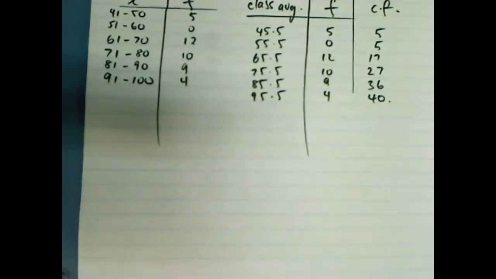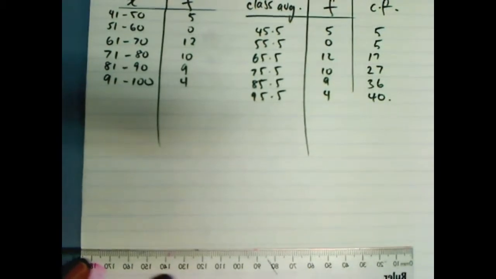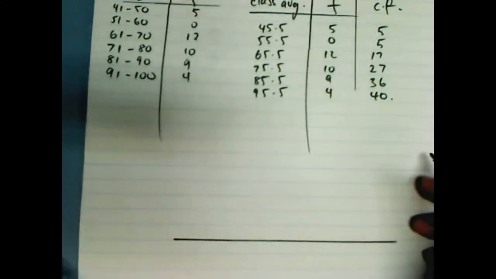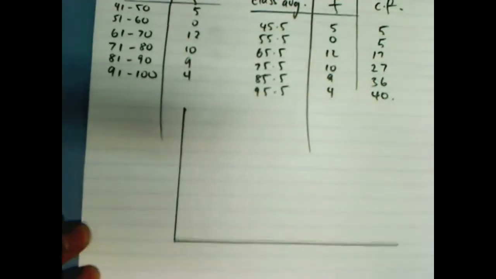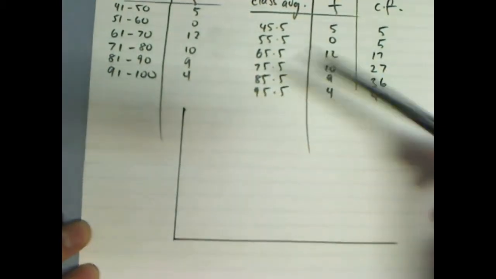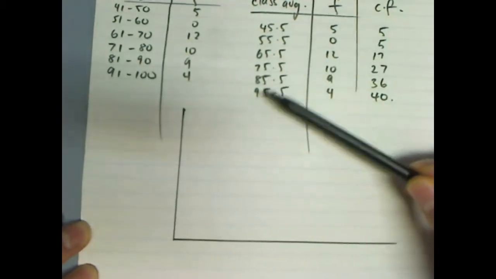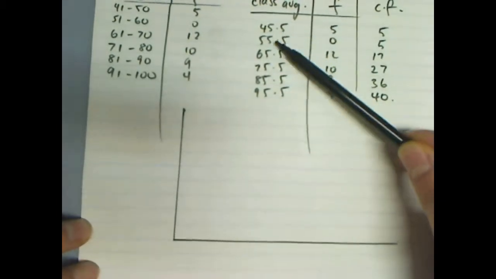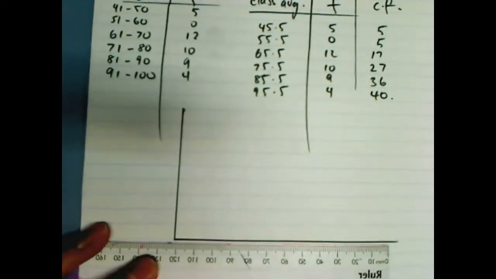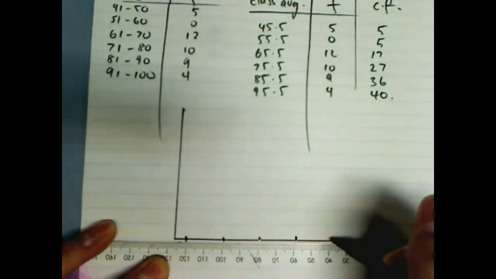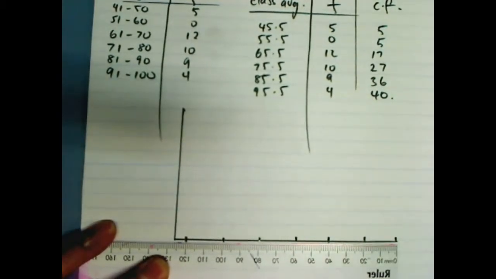Okay, I'm going to draw that underneath here. So again, make sure that you have your labels and axes down. Alright. So according to my class average, how far do I want to go towards the right? Got to do it from 45 and a half to 95 and a half. So 1, 2, 3, 4, 5, 6. I need 6 sections. Give myself a little gap, and it's 6 sections.